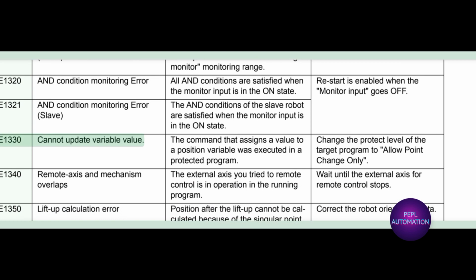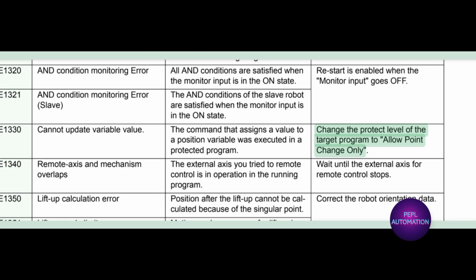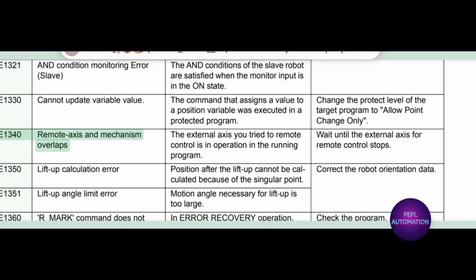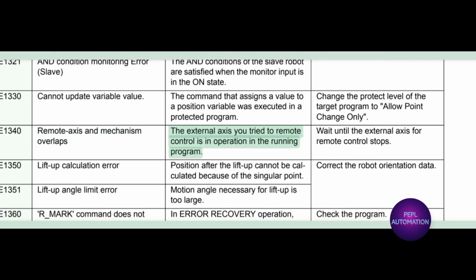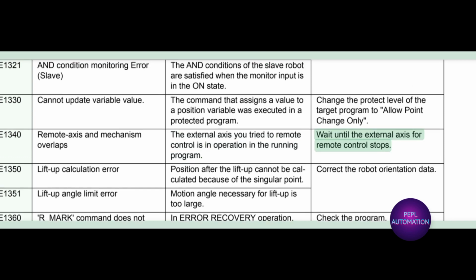E1330 cannot update variable value. The command that assigns a value to a position variable was executed in a protected program. Change the protect level of the target program to allow point change only. E1340 remote axis and mechanism overlaps. The external axis you tried to remote control is in operation in the running program. Wait until the external axis for remote control stops.